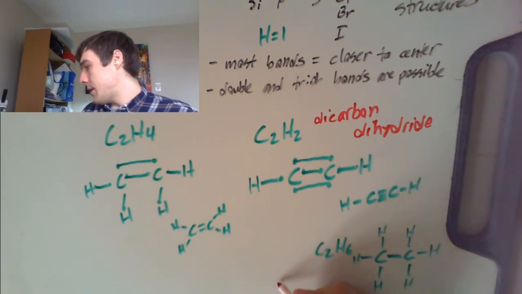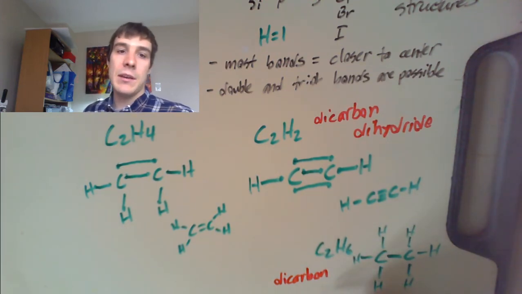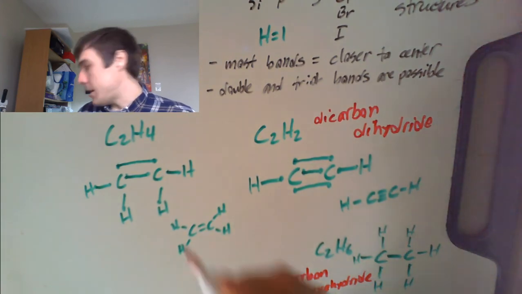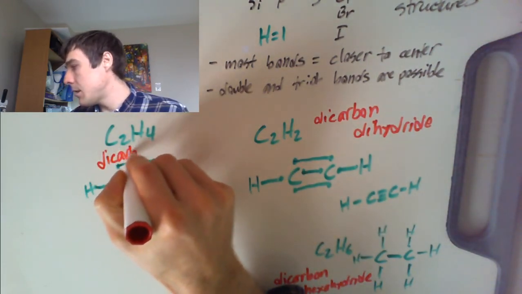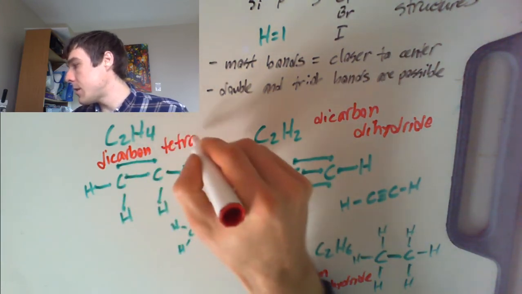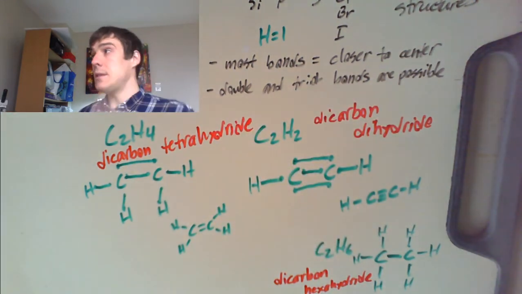This one here is a dicarbon, because they're all dicarbons, dicarbon, and H6. So let's think for a second, what would H6 be? Hexahydride. And C2H4 is going to be, again, dicarbon, and tetra for 4, hydride, dicarbon tetrahydride.